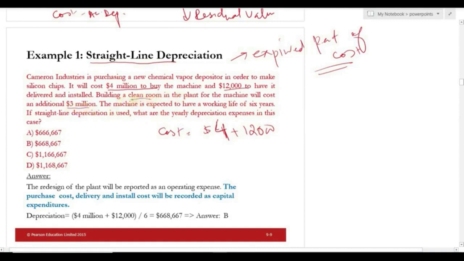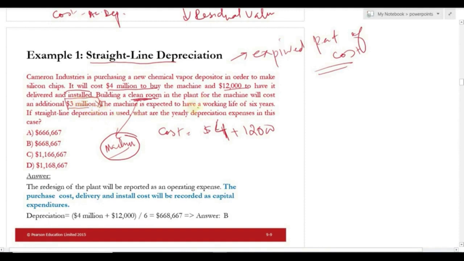Remember, building a clean room is not really related to the machine itself. This room is for the machine, but it is not an expense directly related to the machine, so we are not going to incorporate this part. Remember, all those expenses for installation were actually related to the machine. But a separate room is not directly related to the cost of the machine, so that's why we are not adjusting this one.